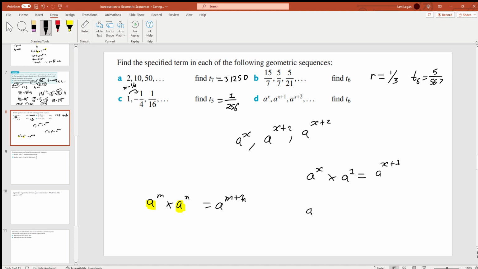And then if you have a to the x plus 1 and you times it by a to the 1, that'll give you a to the x plus 2. So we can see our r is times by a.